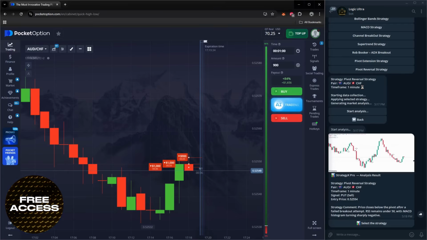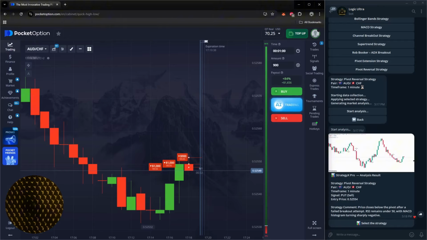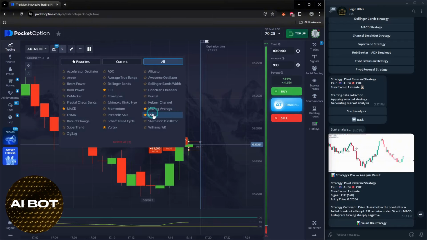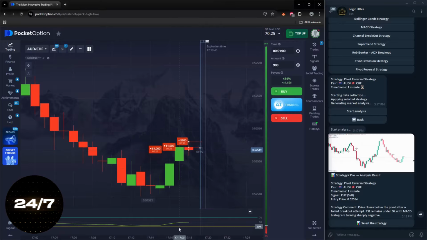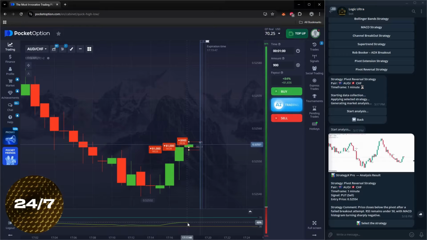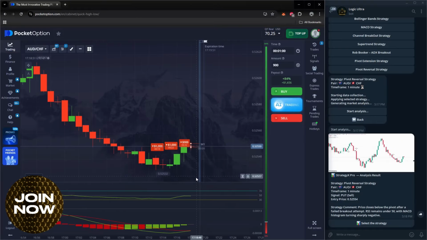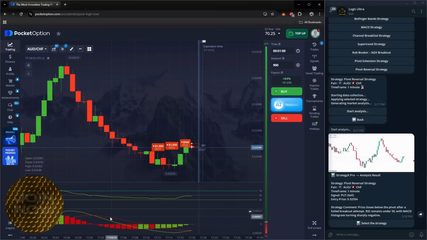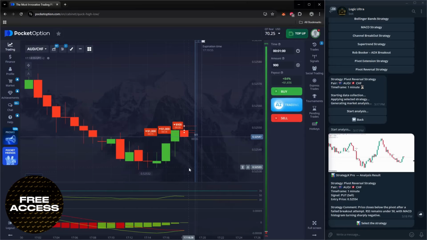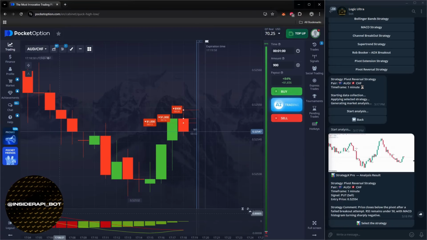Price closes below the pivot after a failed breakout attempt. RSI remains under 50 with MACD histogram turning sharply negative. Let's add RSI here with default settings. It does head in under 50 right here at 48 actually, and let's get MACD to look at it. But MACD is actually crossing in the upwards direction after heading downwards for a very long time. So let's observe how this plays out.